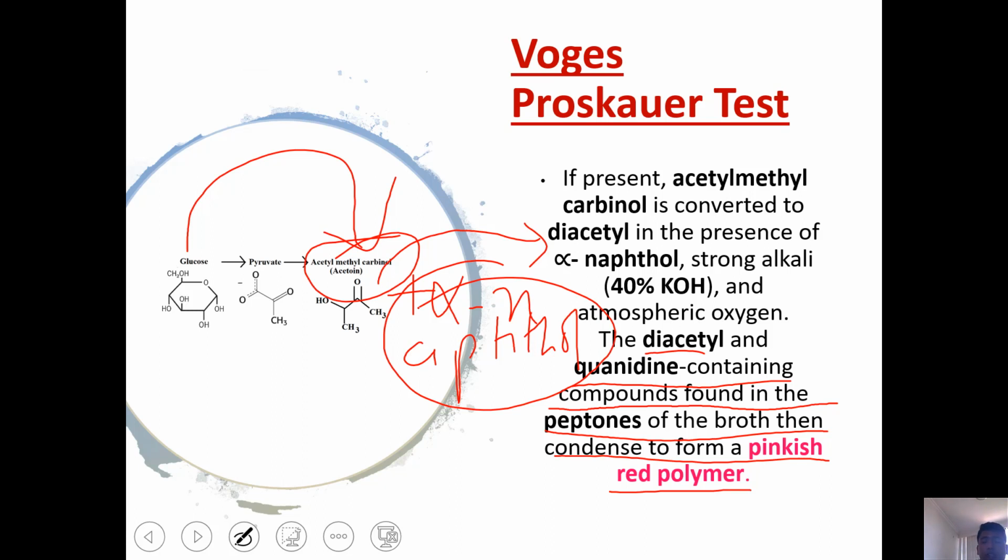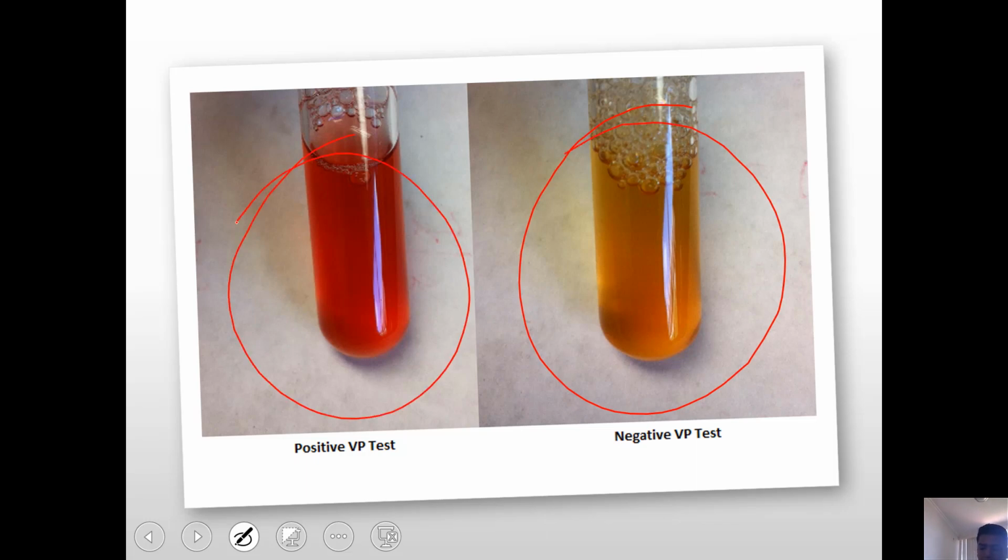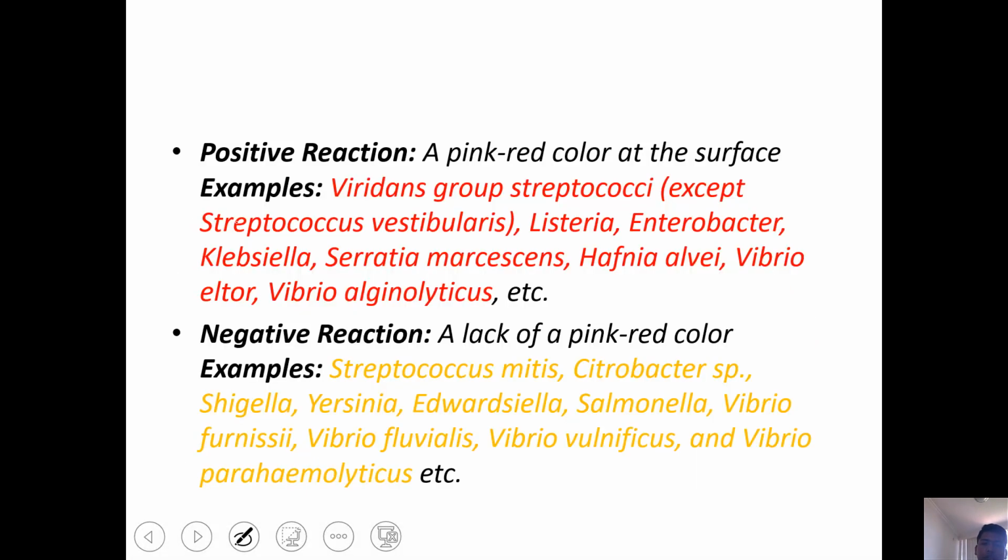So in the methyl red test, the glucose was converted under acidic conditions into the acid, whereas in the VP test, the glucose is converted into the acetyl methyl carbinol, which is called the acetoin. So this is the negative VP test and this is the positive VP test. The bacteria which give VP positive are Listeria, Enterobacter, Viridans group Streptococci, Klebsiella, Serratia, Aeromonas, Vibrio alginolyticus. So these are the bacteria which are Voges-Proskauer positive.